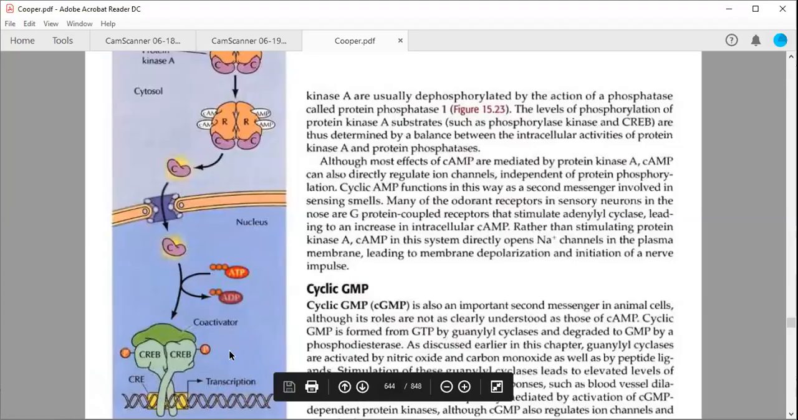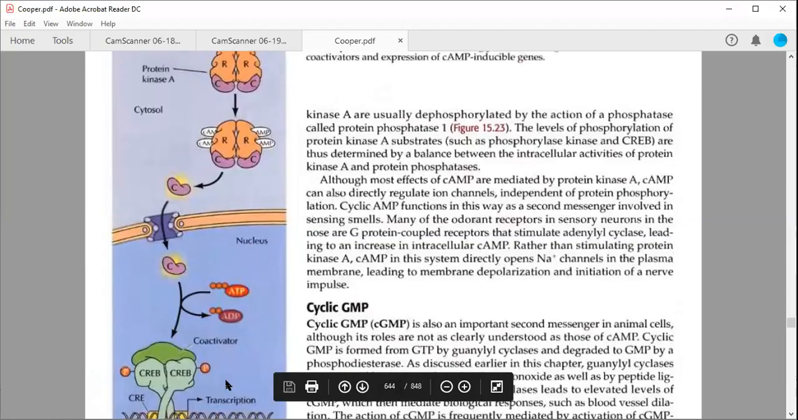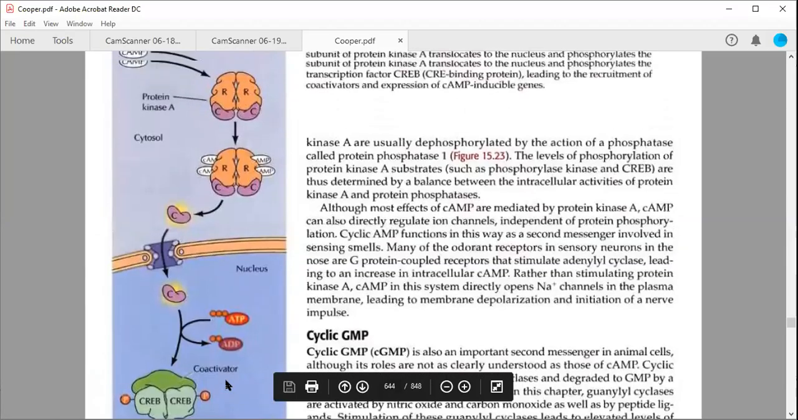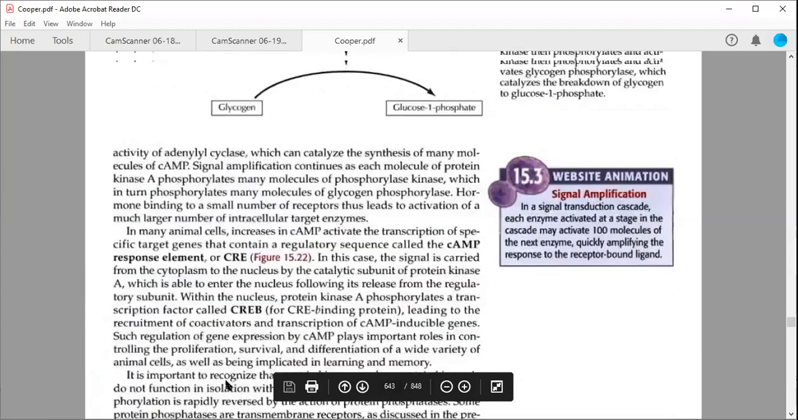Now the question is, what gene is under direct control or direct regulation of this particular pathway? Actually, we are looking at epinephrine GPCR signaling. This epinephrine signaling has some genes under its control. For example, it is given here.